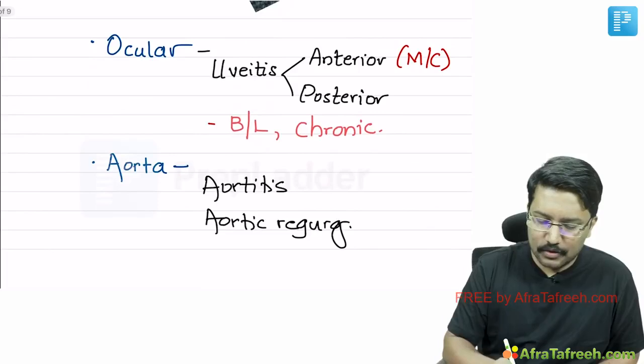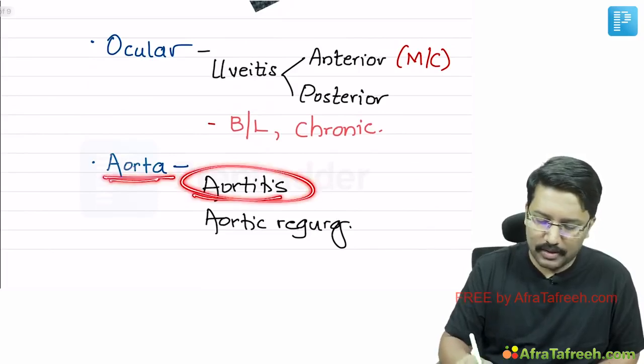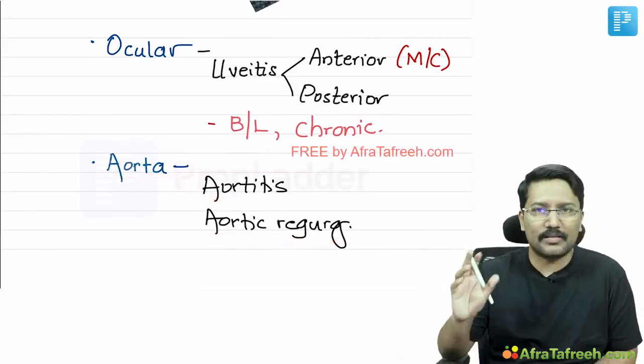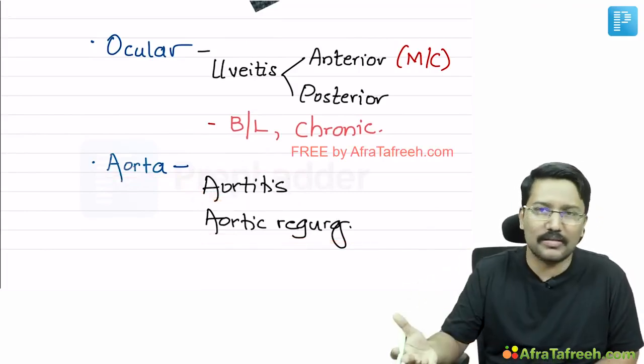Then there is also propensity to involve aorta in the form of aortitis, and this can also go on to cause aortic regurgitation. Okay, so these are the extra articular manifestations. Obviously, I have not discussed the skin changes.